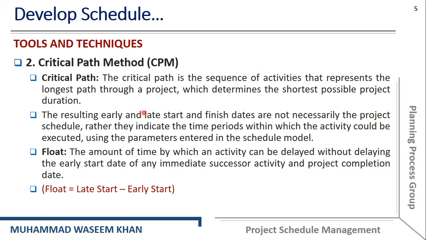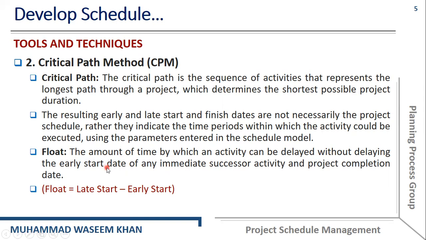The resulting early and late start and finish dates are not necessarily the project schedule, rather they indicate the time periods within which the activity could be executed using the parameters entered in the schedule model. So let's talk about the float. Float or slack is the amount of time by which an activity can be delayed without delaying the early start date of any immediate successor activity and the project completion date.